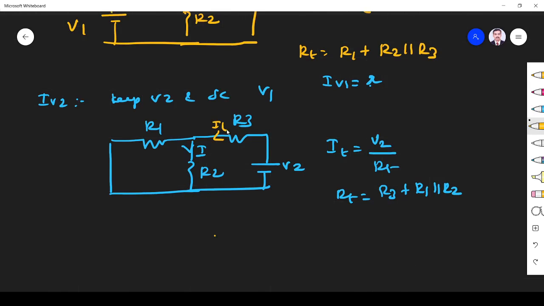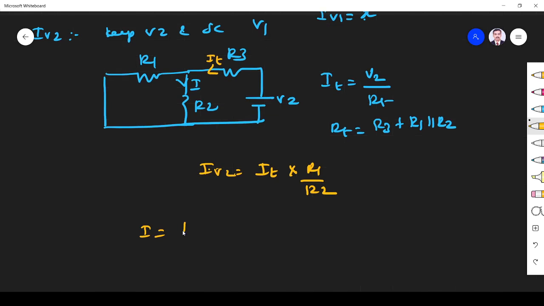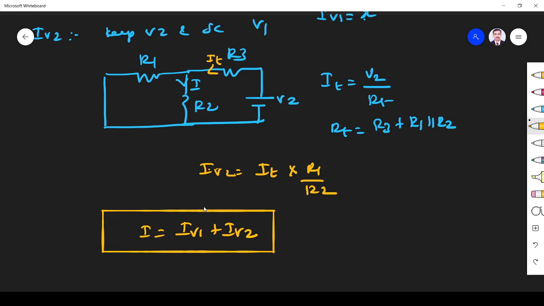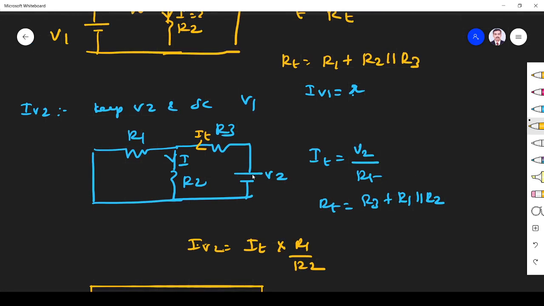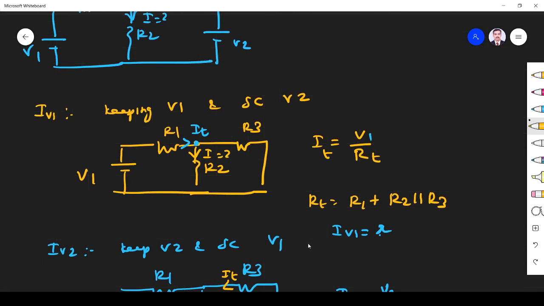Here IT will come, and this IT is divided among these two. So from that I can find the current using the current divider rule. So I R2 is IT into R1 divided by R1 plus R2. So we found the current due to V2. So what is the total current? I is equal to I due to V1 plus I due to V2. In this way we have to use the superposition theorem. If instead of a voltage source it is a current source, we have to open it. That is the only difference. I hope you understand the superposition theorem. I will upload videos for solving problems, you can see that. Thank you.